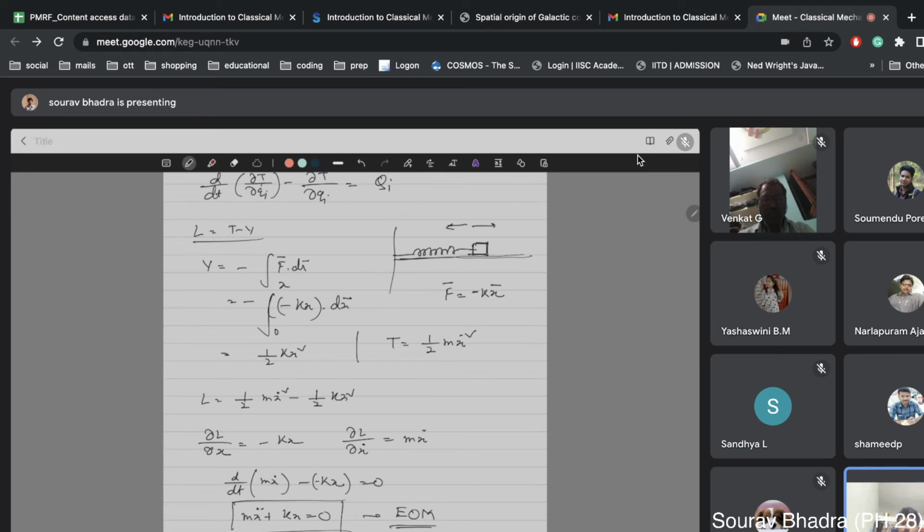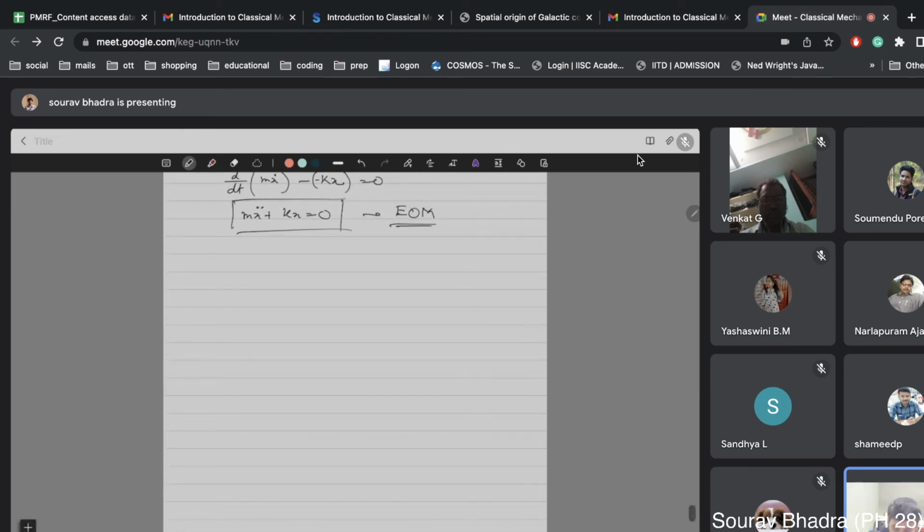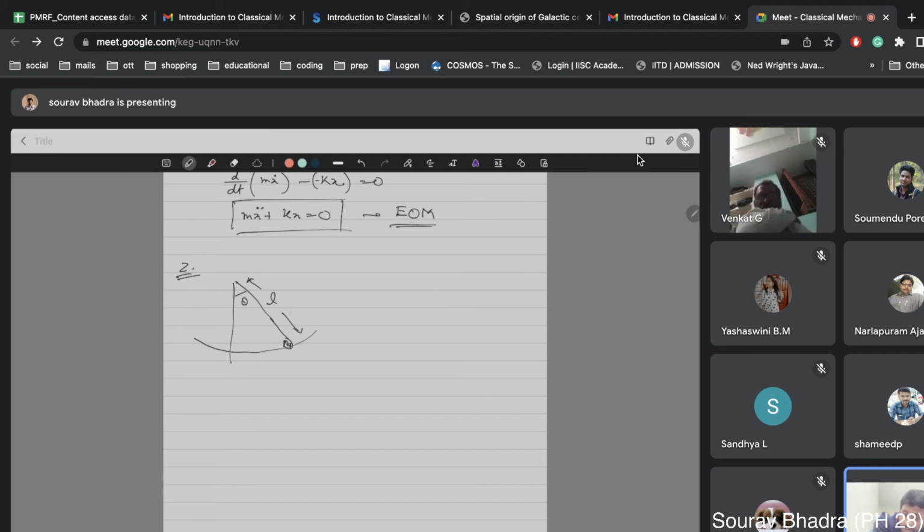Another interesting but simple problem we will do is the simple pendulum, like I have done before. This is the simple pendulum. Let the angle be theta, the length be L, and the mass of the bob be m.